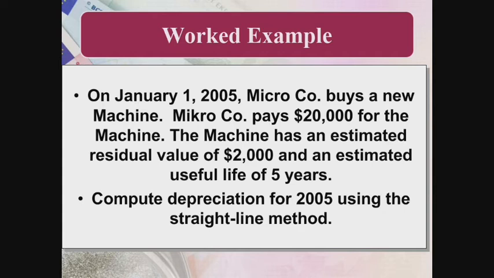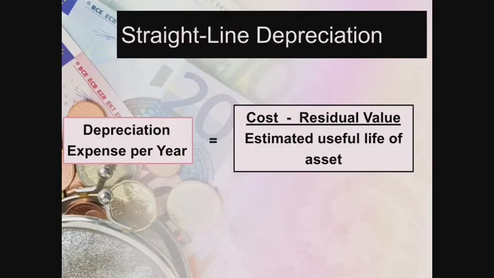realized at the end of its estimated life is $2,000, and the estimated useful life of the asset is 5 years. So we have been given three pieces of information: cost of asset, scrap value, and estimated useful life. Under straight line method, we can use the formula to calculate per year depreciation. So here we go. This is the formula for calculation of depreciation per year under straight line method.